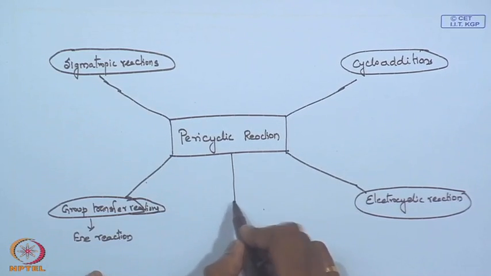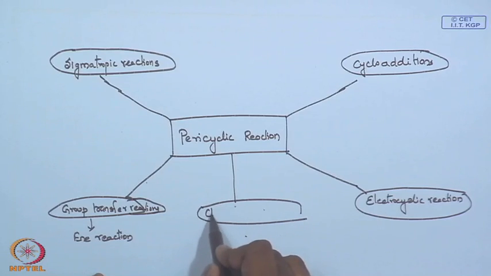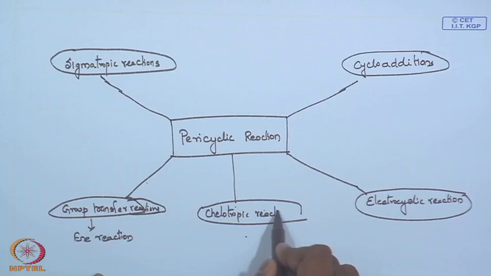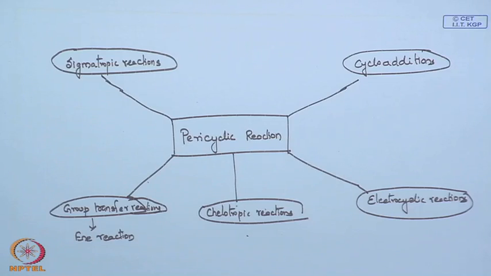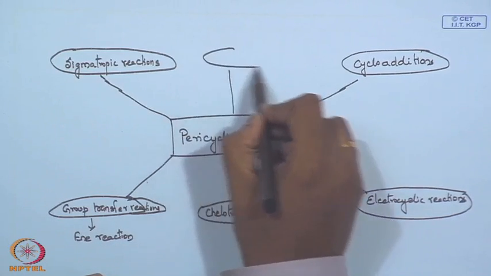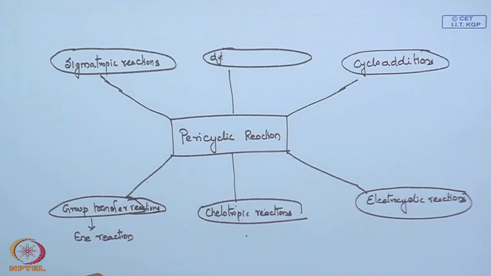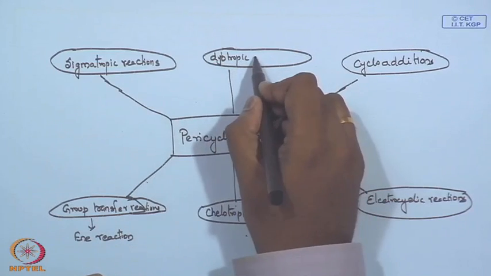Then, like in the previous class, we also discussed one more important class, the cheletropic reactions. We studied the cheletropic reactions in detail. After studying cheletropic reactions, today we have outlined a little bit about diatropic. Today what we studied was diatropic rearrangements.